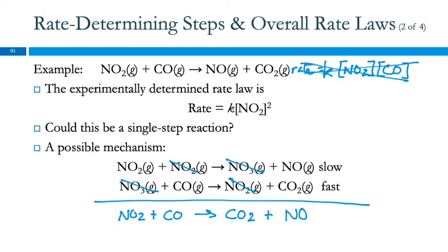We can predict the rate law for each of these individual steps. Here, the rate would equal a constant times NO2 squared. And here, the rate would equal a constant times NO3 times CO.